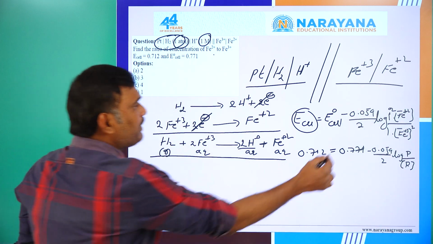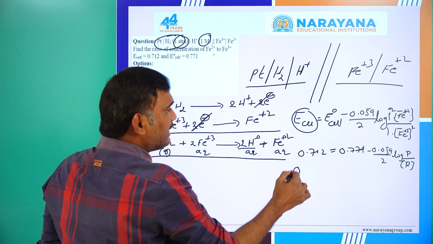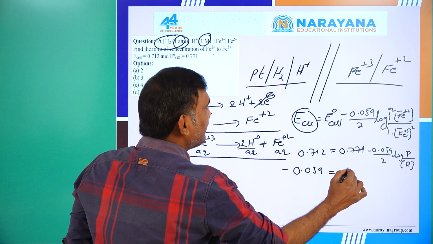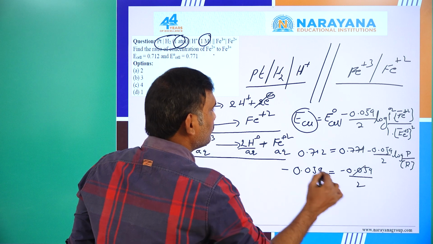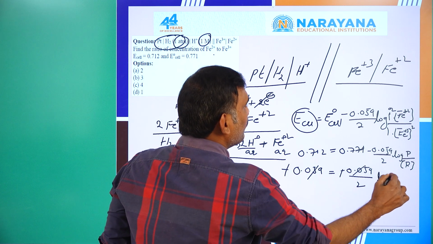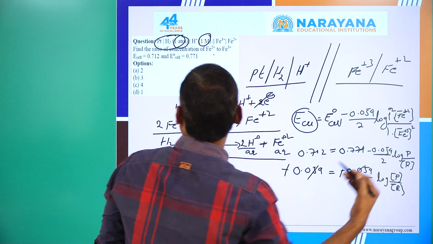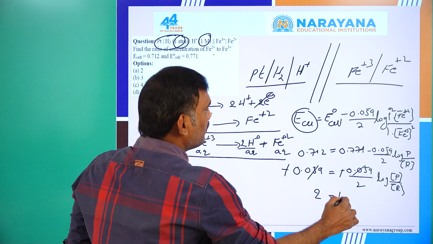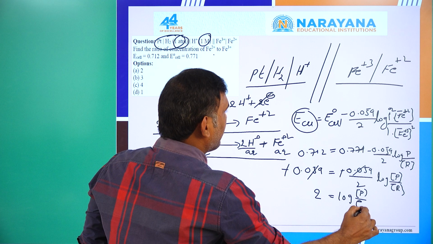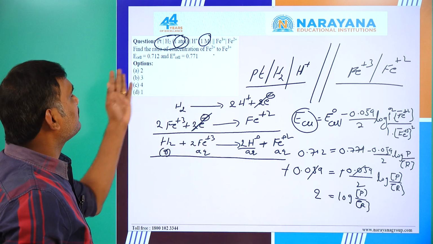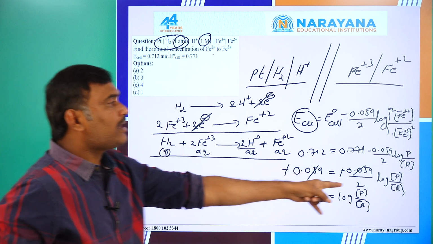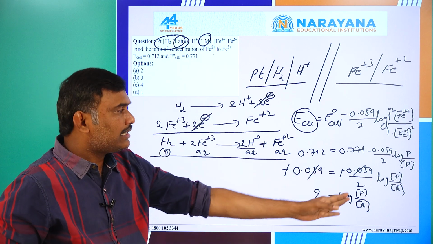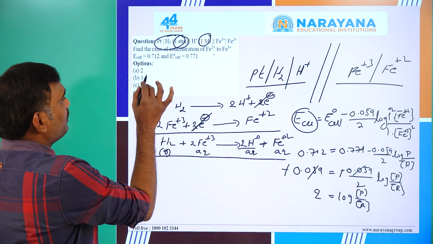Say yes or no? Now simply it comes like this: 0.771 minus 0.712 is equal to 0.059 by 2 into log of product concentration by reactant concentration. Find the ratio of concentration of the product. 2 is equal to log of product concentration by reactant concentration. Actually they have given it like this, that the logarithm of product concentration by reactant concentration is 2.